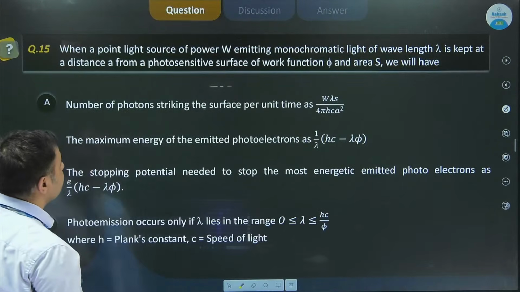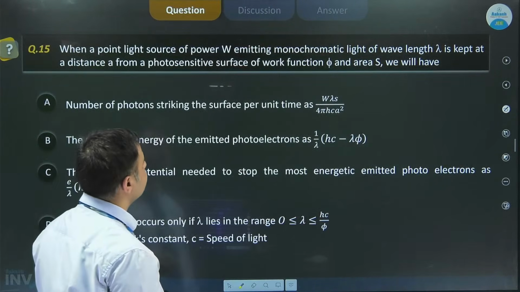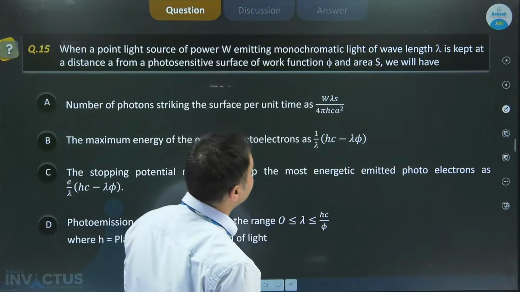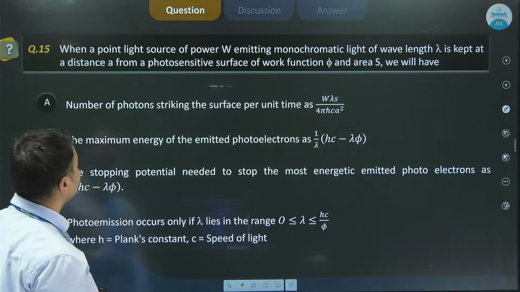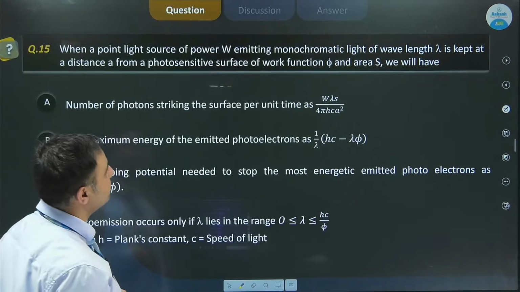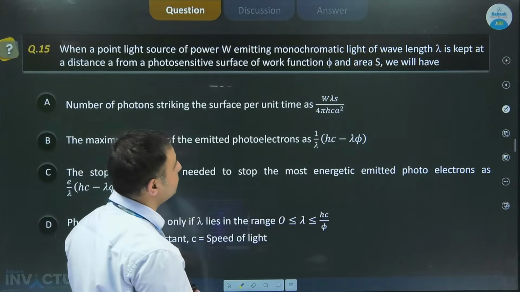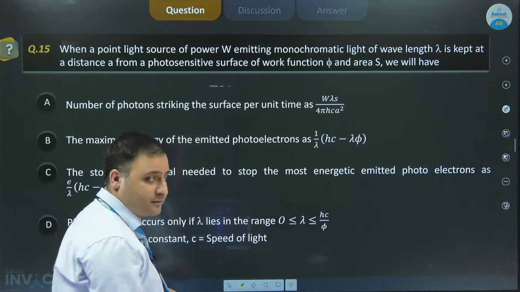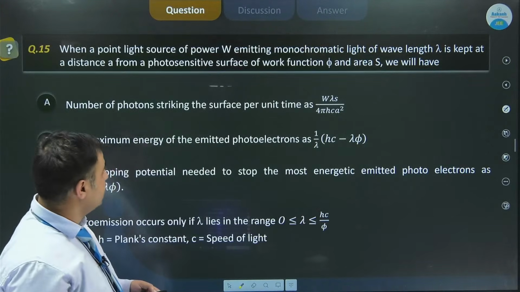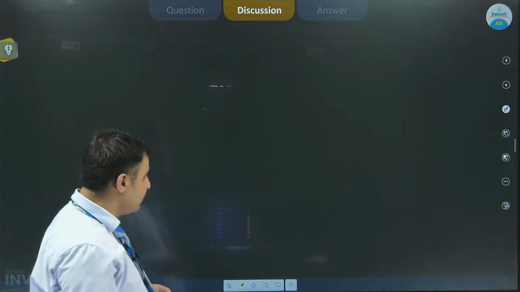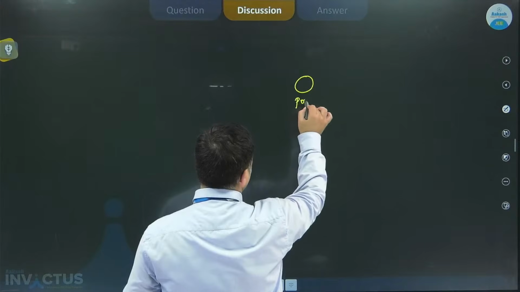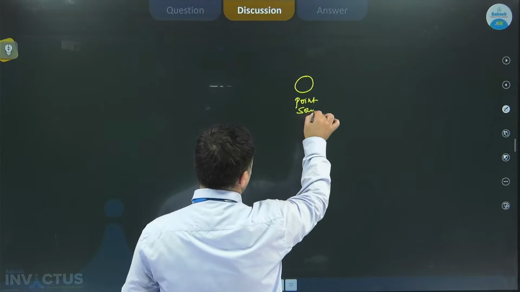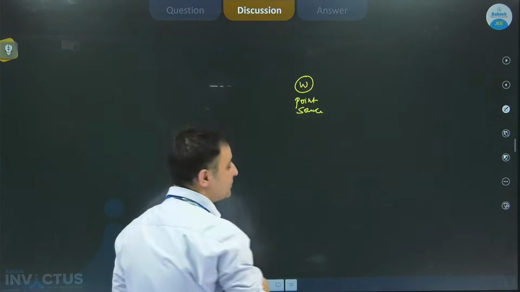When a point light source of power W emitting monochromatic light of wavelength lambda is kept at a distance a from a photosensitive surface of work function phi and area S, we have to choose the options. All right. So we have a point source whose power W is given to us.